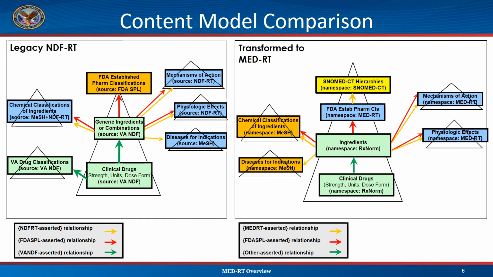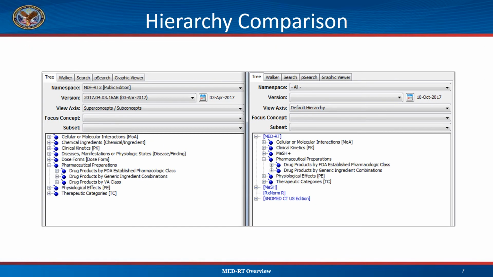Now that we understand how the concept models of the 2 terminologies differ, let's look at how the hierarchies differ in DTS. On the left side of the screen, we are looking at NDF-RT. Note that terminologies are called namespaces in DTS. On the right side is MED-RT and its 3 external terminologies: MESH, RxNorm, and SNOMED-CT. The mechanism of action hierarchy in NDF-RT is maintained exactly the same in MED-RT, and so its hierarchy structure remains unchanged.